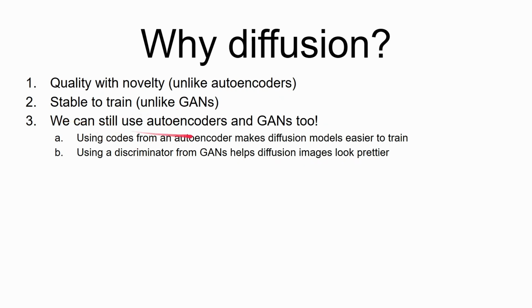Now, we can still use autoencoders, we can still use GANs, but we use them in the framework of diffusion. So we use autoencoders to just make the diffusion model's life easier in a way that I'm not going to explain right now because it would take way too long. Save that for another video. And you can throw a discriminator in there. Just tell the diffusion model, hey, that looks real, hey, that looks fake. And it'll help the diffusion model learn to make images that look just a little bit prettier.